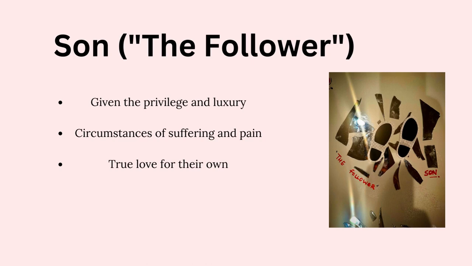Perspective 3. Son, the follower. Usually, when someone is king, they have to have a next heir to the throne. And usually, that is the son. And even if the son is not qualified or dignified, they're still given it. They're given the privilege and luxury.